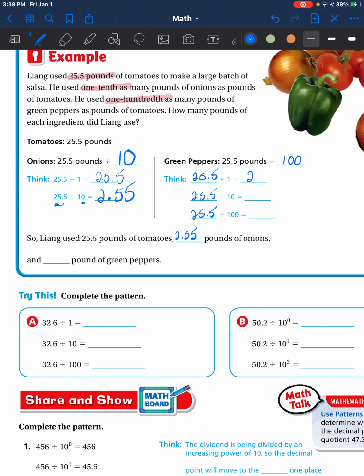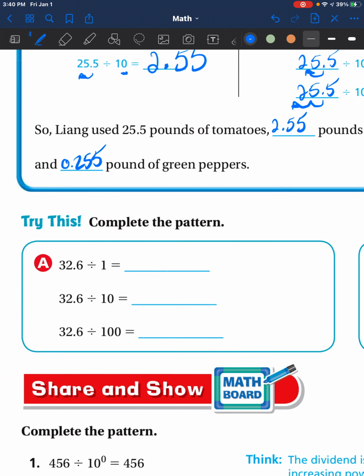So we know when we divide by 1, it's not going to change. When we divide by 10, we're going to move our decimal one place over. And we just did that, so we know it's going to be 2.55. And when we divide by 100, we're going to go 2 places this time to give us an answer of 0.255, which would give us our answer here. Okay, so that's using a story problem. Let's do a couple of problems down here under try this.